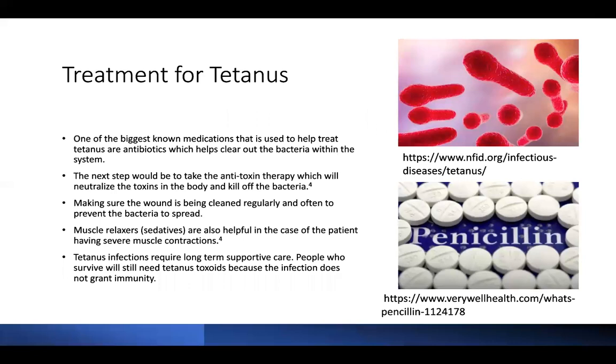So there are some treatments for tetanus, and of course, the first step would be to clean that wound regularly until it heals to prevent the bacteria from spreading. Another medication for tetanus would be antibiotics, which help clear out the bacteria within the system. The next step would also be to take the antitoxin therapy, which will neutralize the toxins in the body and kill off the bacteria. For those patients who are suffering from severe muscle contractions, they would be administered muscle relaxers.